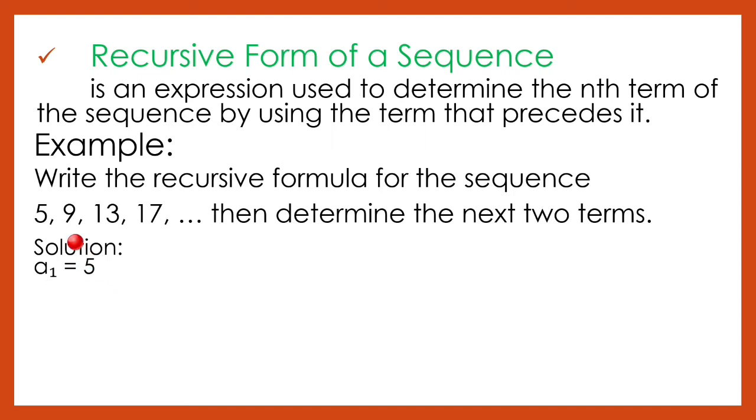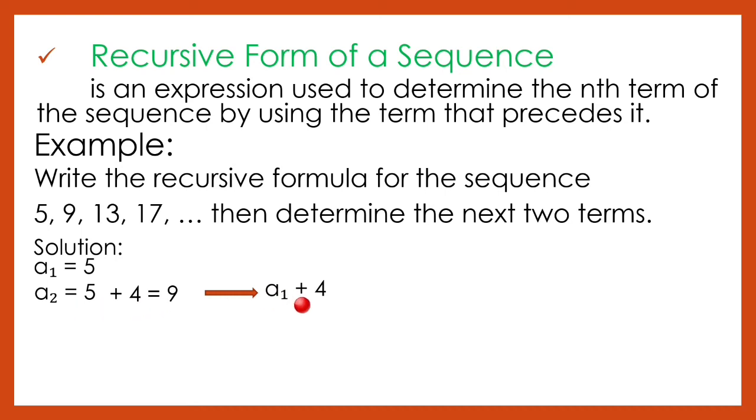Then, in order to get the second term, what will we add to the first term in order to get 9? Ano yung i-plus natin sa first term para makuha yung 9? That is 5 plus 4. So, yung 4 yung inadd natin sa first term para makuha yung 9. Then, i-express natin ito in general form. It can be written as a sub 1 plus 4. 5 is our a sub 1. So, we have a sub 1 plus 4. That is equal to 9.